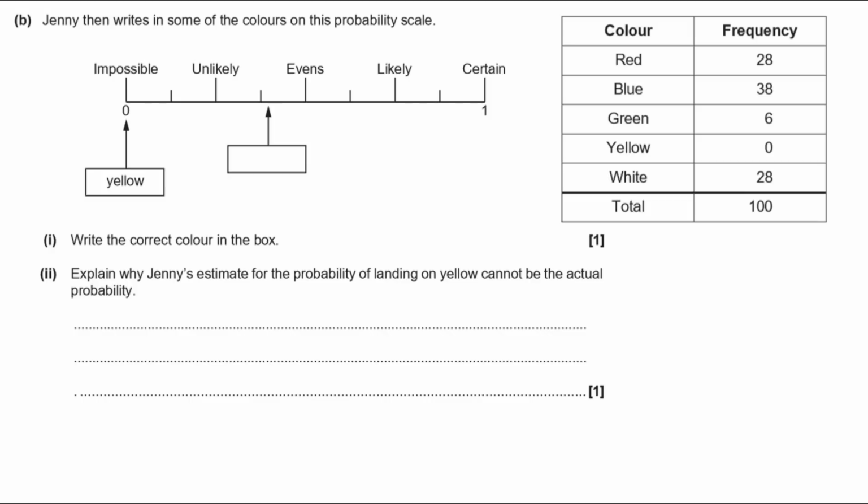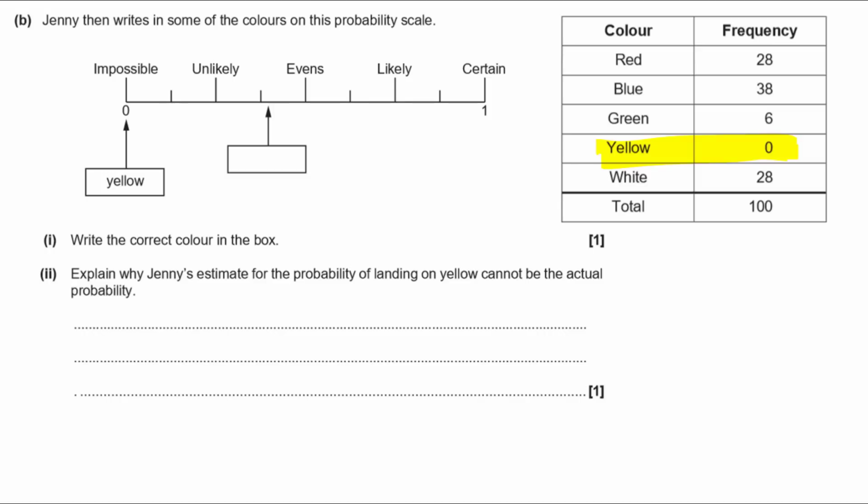For part B, Jenny then writes in some of the colours on this probability scale. She's written in yellow at 0, which is correct, because for yellow there were 0 outcomes out of 100. It's hard to believe there was any yellow on there if none of them came up in 100 throws. So yellow is pointing at 0, which is impossible.